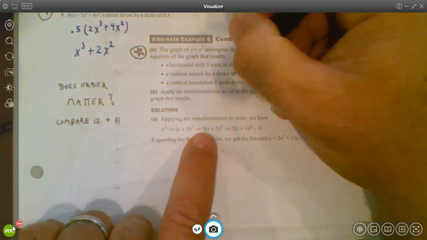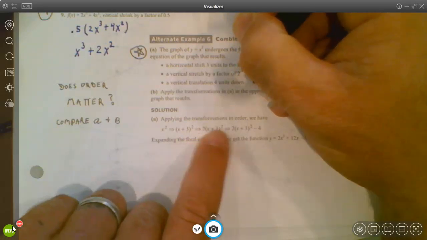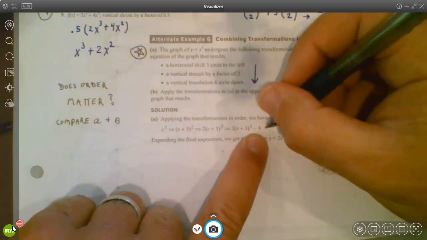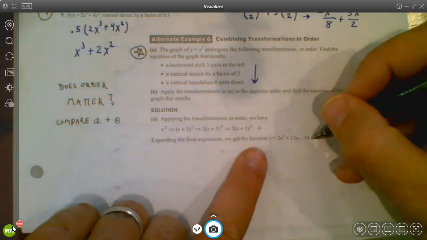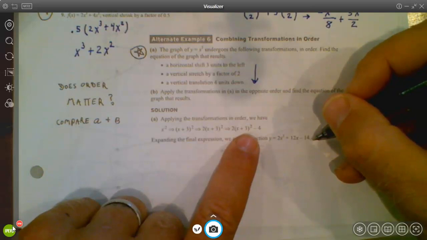Then they're going to put in the vertical stretch factor of 2. And then it's going to go down 4. All right, and so here's what that would look like. And if you did expand it, you could write it this way as well. So we could really write this in either order. Or sorry, either method here. They both mean the same thing.